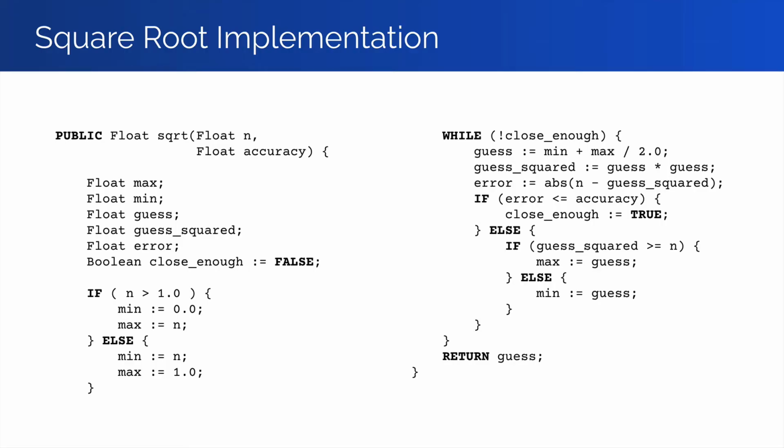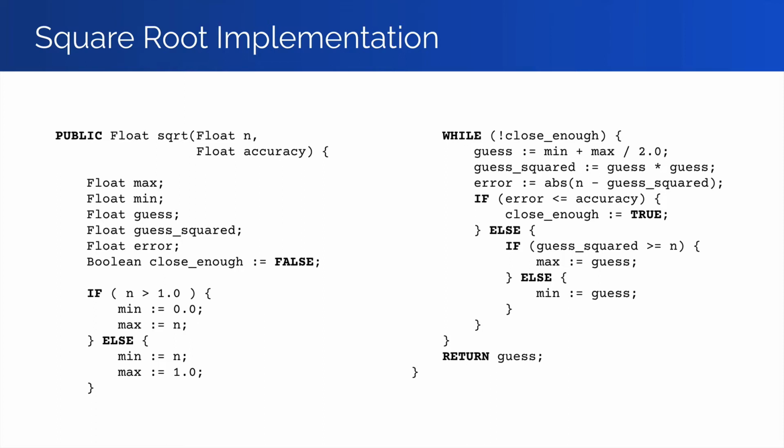Here's an implementation of the square root function that we introduced in the last video. Let's look at the flow of this program. First, we declare some variables. That's strictly sequential. Then we set the min and max depending on whether the value of n is less than or greater than 1. Recall that 1 was a boundary point for n. Then we have a while loop that runs until the estimate, or guess, is within the requested accuracy.